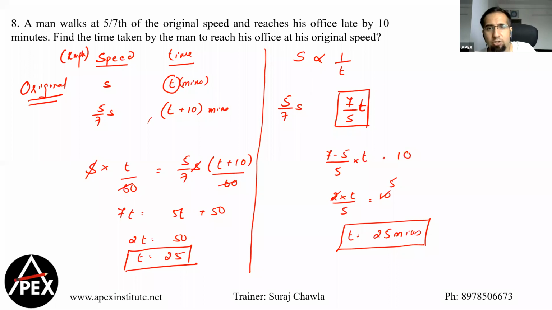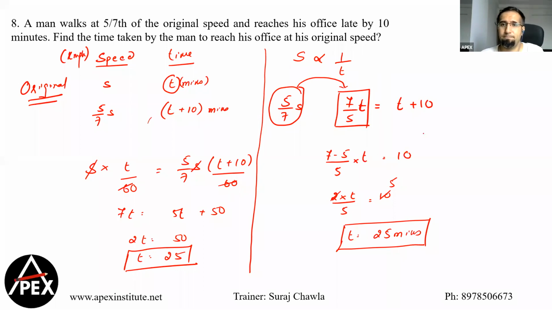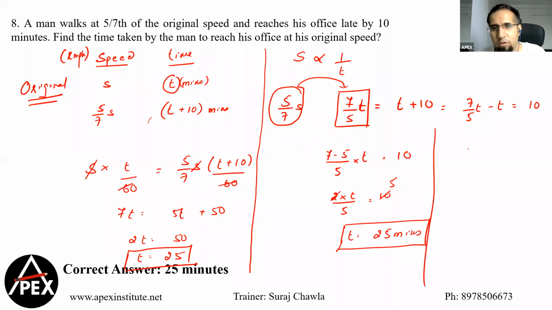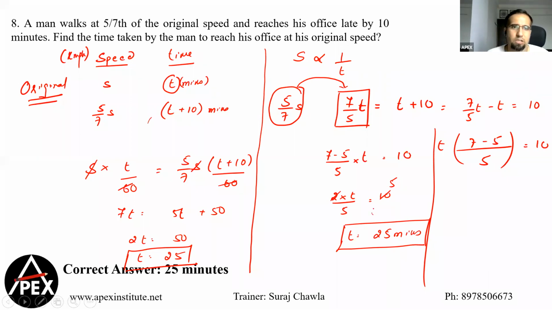See, the shortcut is simple. If the speed is 5 by 7 of s, then time will be inverse, that is 7 by 5 of t. So new time is equal to old time plus 10 minutes. Now, this is what I'm doing in a shortcut manner. So if you do this, you get 7 by 5t minus t is equal to 10. If you take 5 as the LCM and take t common, you get 7 minus 5. Is this point clear?